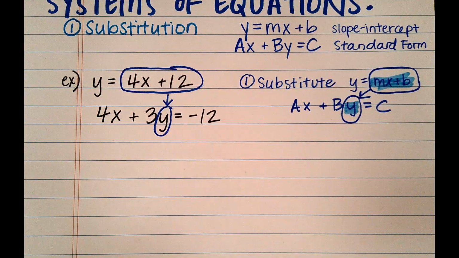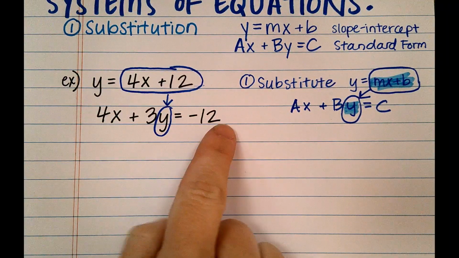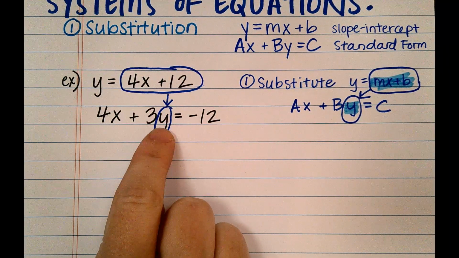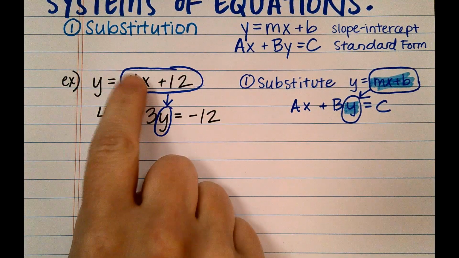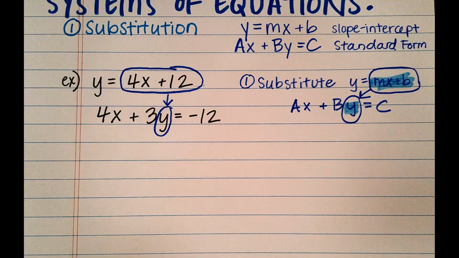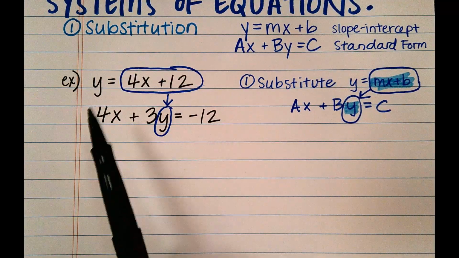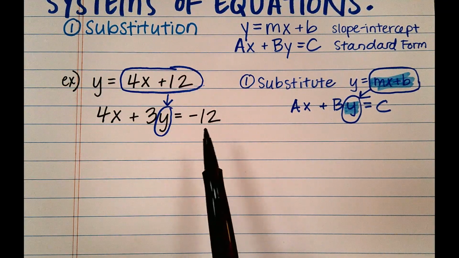So to substitute it, we want to basically rewrite that second equation, but we don't want to use y. We want to use 4x plus 12. We're basically trying to get one equation written with only one variable. We're getting rid of the y in this problem and getting it so we only have x's. That way we can solve for x.